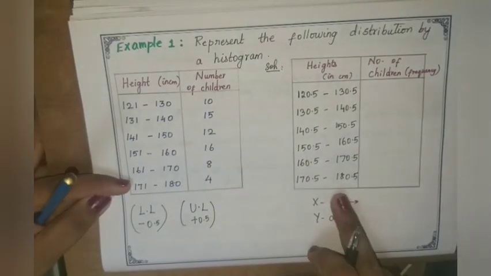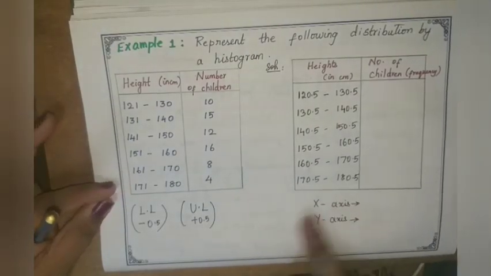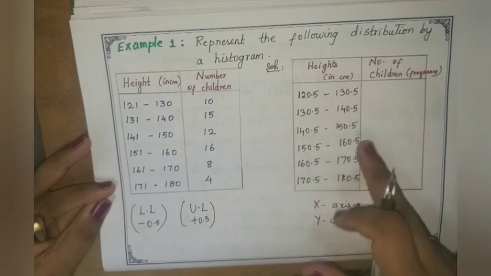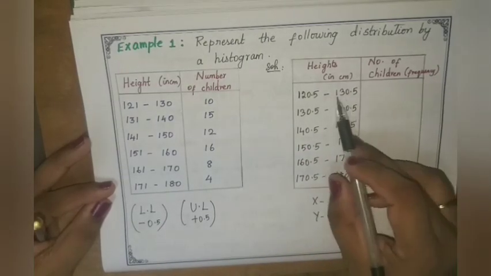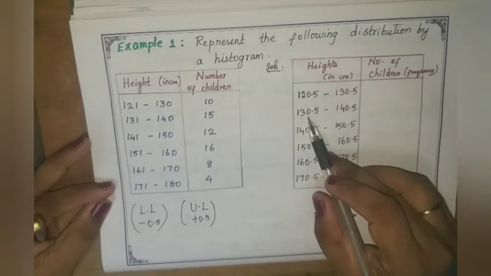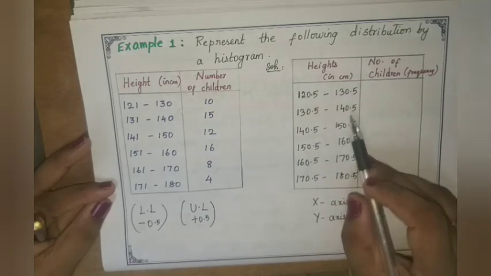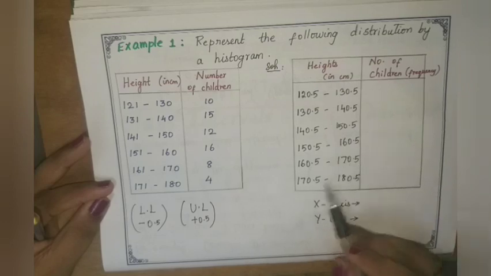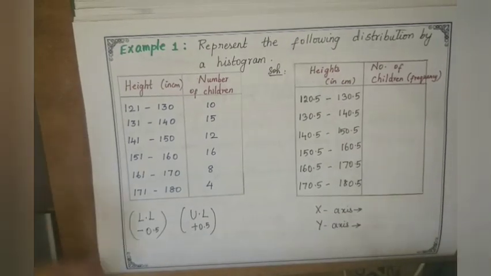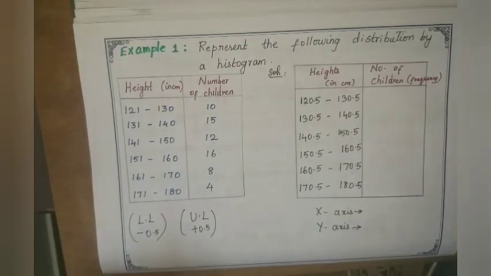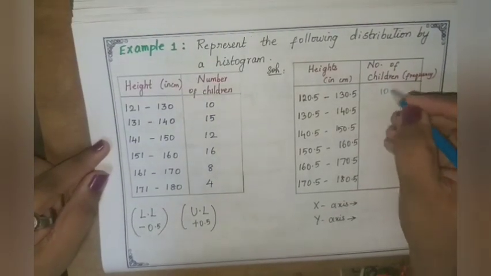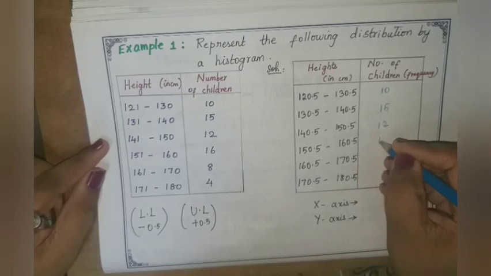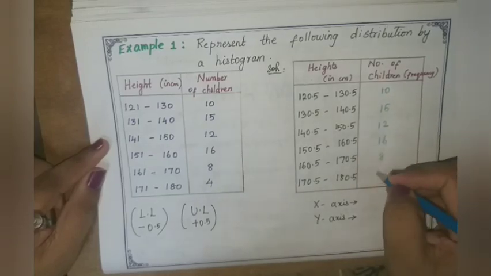So this is the new class interval formed using the rule. Now if you see the class interval, it becomes continuous. 130.5 again starts with 130.5, 140.5 again starts with 140.5, and the last interval, 170.5 and 170.5. Now write the frequency as it is: 10, 15, 12, 16, 8, 4.